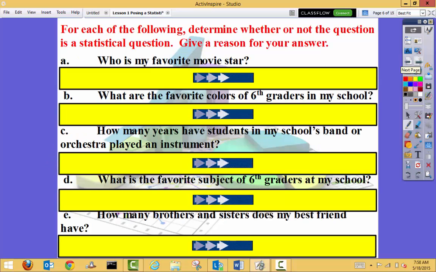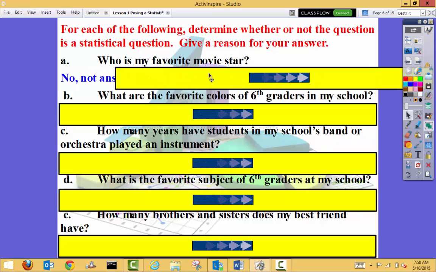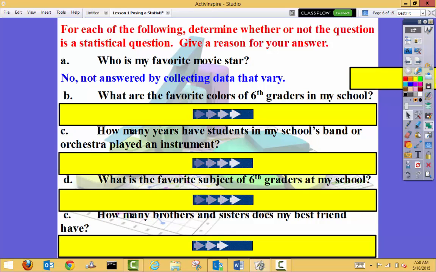Okay, let's look at these ones. For each of the following, determine whether or not the question is a statistical question. Give a reason for your answer. A, who is my favorite movie star? Well, that one is not, because it's not collecting data that varies. Your favorite movie star might be Johnny Depp, and that's it. Because it's asking for my, it's not asking for everyone's. It's just asking for one person's.